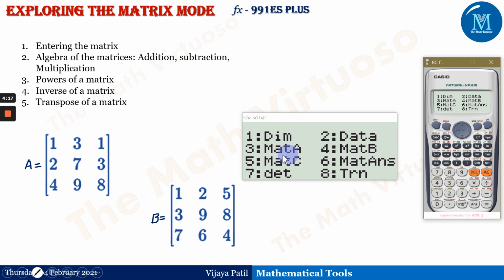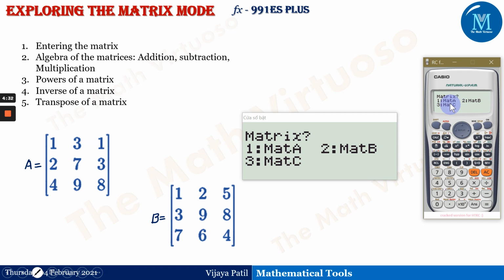So now let me explore. We have mat A, mat B, mat C. As I have told you, I can do it for matrix A, matrix B and matrix C. Then mat answer is what you will be getting. Let us explore one thing. It's 1. Now it is again asking me, as I have told you, we have stored this first matrix as mat A. Let us store this matrix as mat B, so I have to say 2.